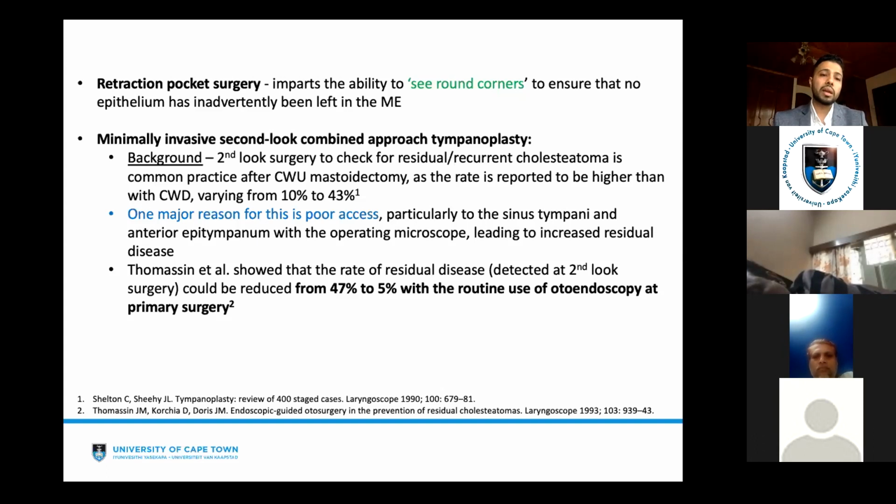And one of the main reasons for this high rate of recidivism is poor access, particularly to subsites that include the sinus tympani and the anterior epitympanum. And so the use of the endoscope in these areas showed that you can reduce the rate of residual disease. That rate reduced from 47% right down to about 5% with the routine use of otoendoscopy at primary surgery.